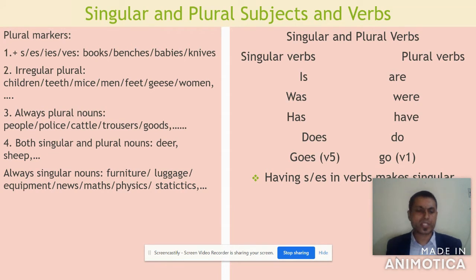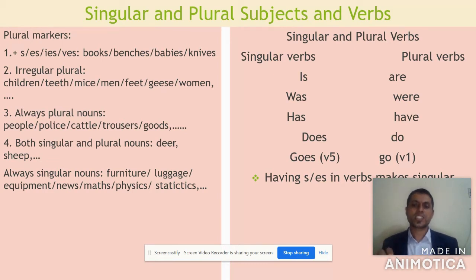So, my dear students, now look at the other column here on the screen, singular and plural verbs. Look here, singular verb and plural verb. All the verbs: is, was, has, does, goes. You can see these are what? These are all singular verbs. Having s at the end, they are generally called singular verbs. Get the idea, my dear students?